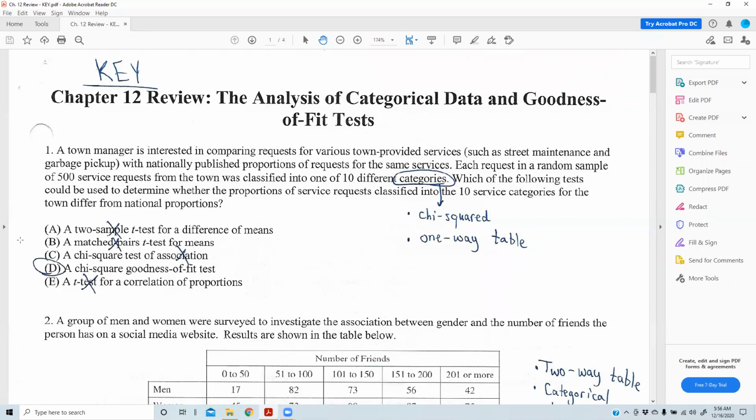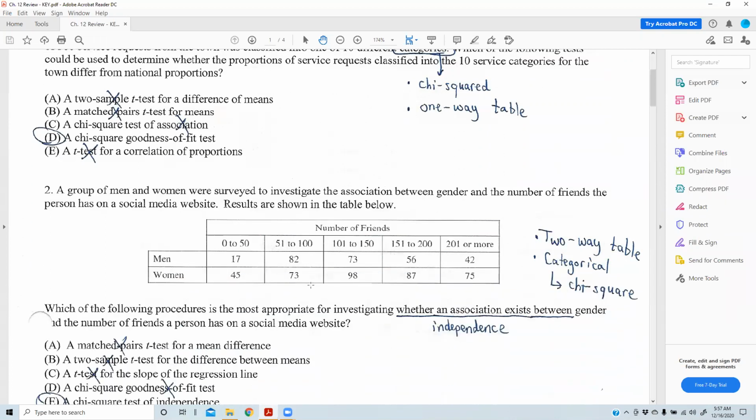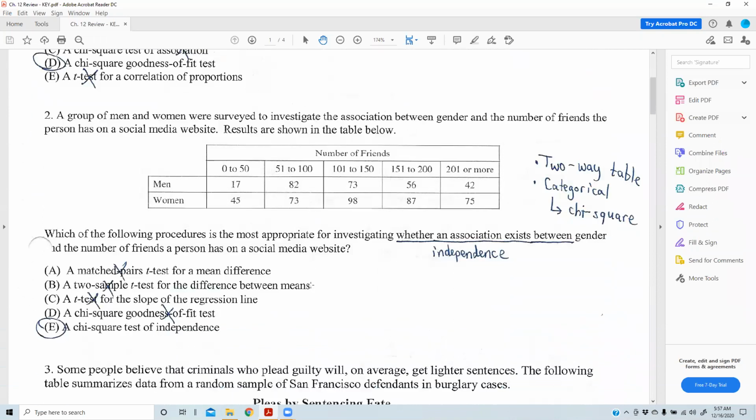So then we have to think, okay, association means the same as independence. Are they wanting to see if two populations are independent? No. So that's what throws that one out. This is a goodness of fit test. They're wanting to see, does the data fit the national data? And it's a one-way table. So yeah, goodness of fit deals with one-way tables. So the answer is D.